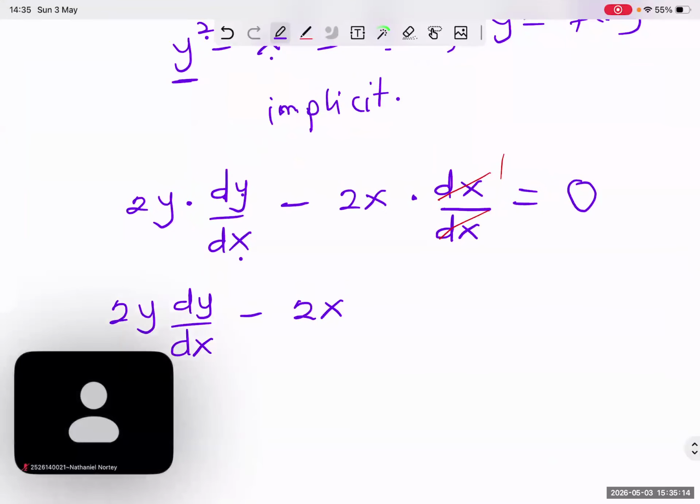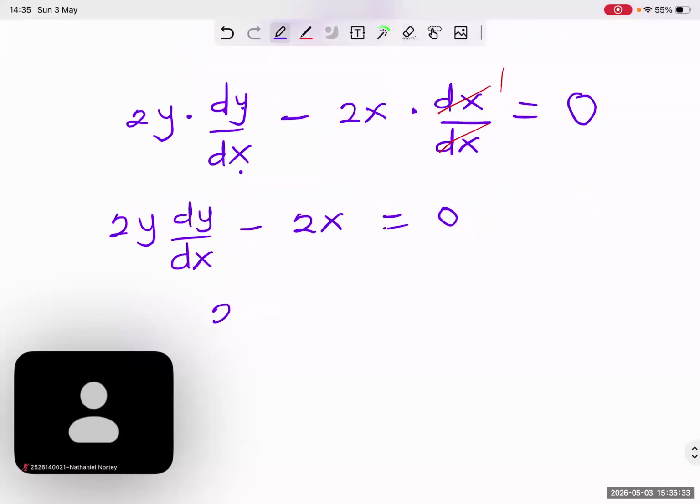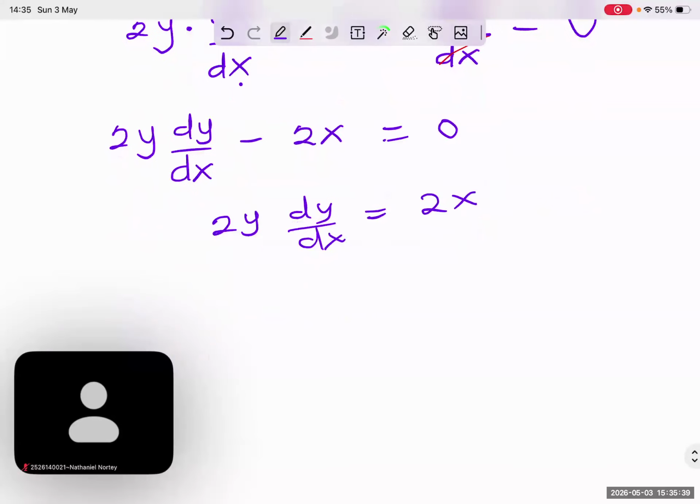All right, so we have minus 2x times dx over dx, and dx over dx gives us 1. So 2x times 1 is 2x, and this is equal to 0. We are looking for dy/dx, so we make dy/dx the subject. In the process of doing that, we can send the 2x to the other side. So we have 2y dy/dx equal to 2x.